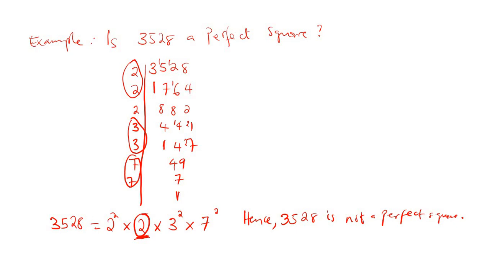So try it with other numbers. If you have any question, drop it in the comment section and I will attend to it. So this is how you tell whether a number is a square number or not. The first one we did is a square number, but the second example is not a square number. It's not a perfect square.